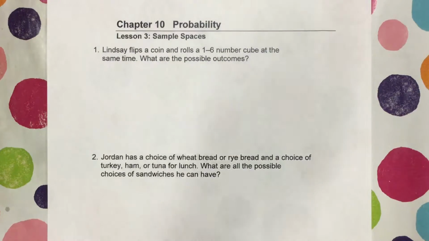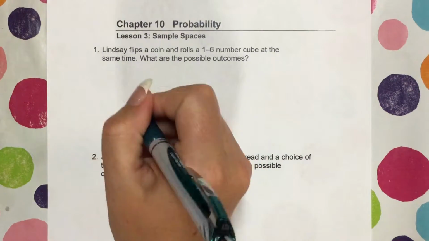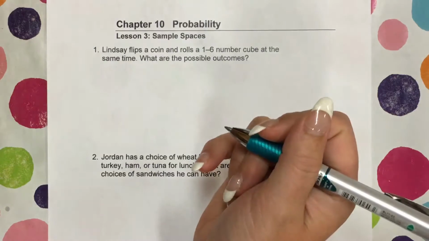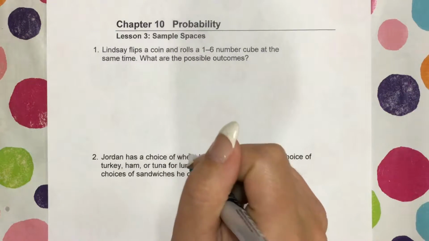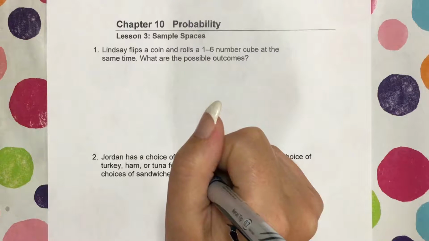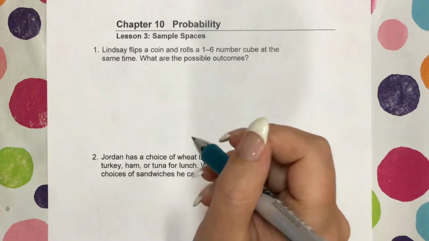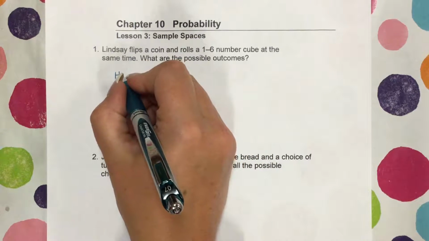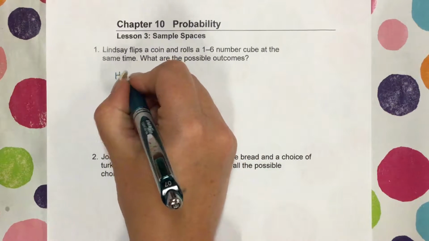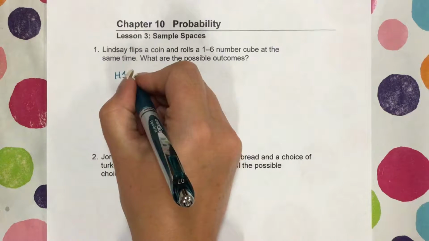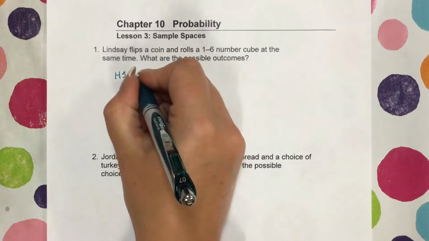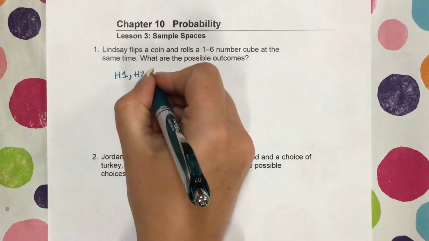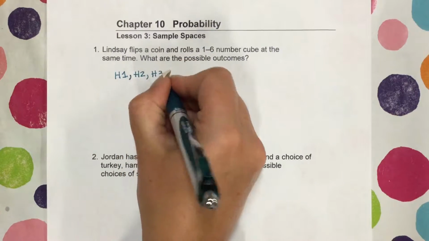Number one says, Lindsay flips a coin and rolls a 1 through 6 number cube at the same time. What are the possible outcomes? So we're flipping a coin and rolling a cube at the same time. Okay, so we want to know what are all the possible outcomes that can occur. So the first thing that we have is we have heads. Let's talk about the coin, right? We basically have two options. We have heads or tails. So let's go ahead and come up with all of the possibilities for heads first.